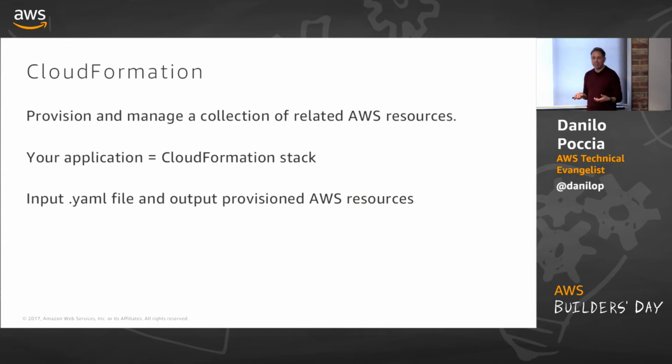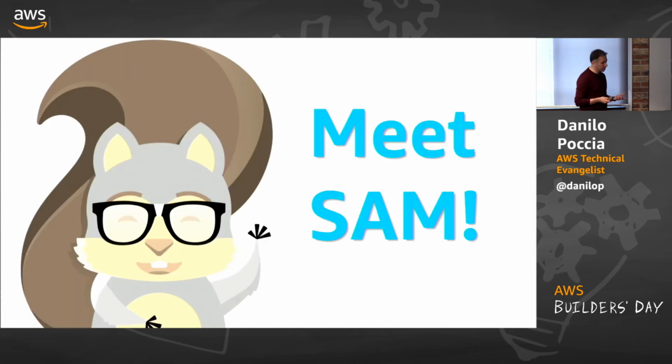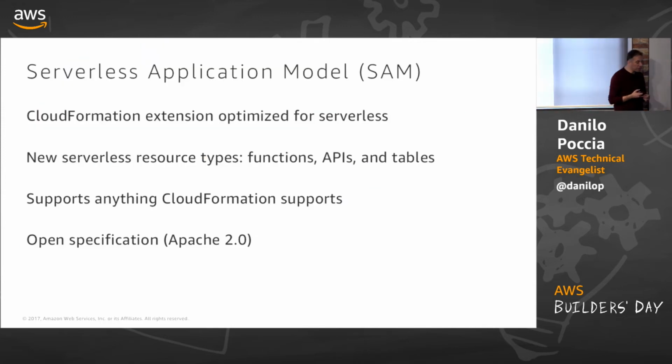But CloudFormation was designed far before serverless technology. So it's very verbose for serverless. That's why you already got the introduction from Ian. We introduced SAM. SAM is the Serverless Application Model, an extension of CloudFormation that can help you design serverless architecture in a template file in an easier way. It's an open specification, Apache 2, and it supports as an extension any syntax that CloudFormation has.